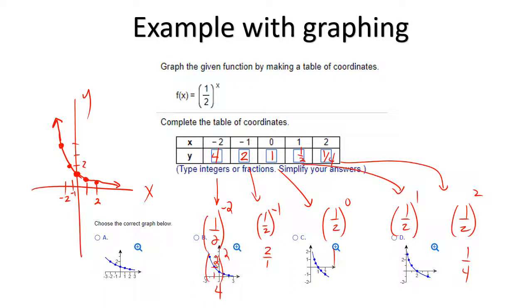If I look at the multiple choices that are given below to choose my correct answer now, I would see that my correct answer would be choice B.